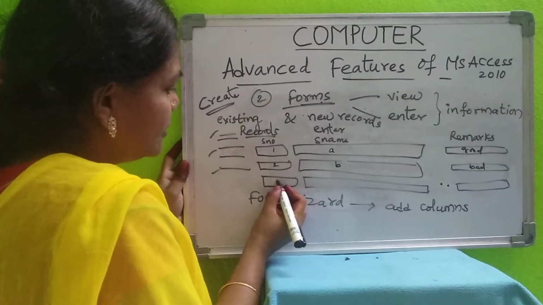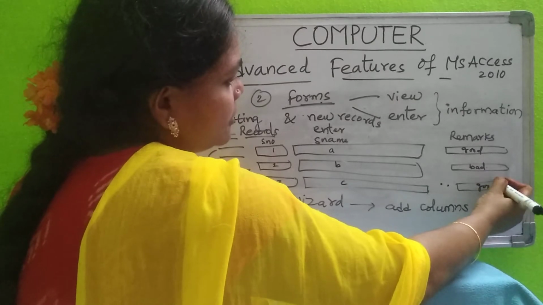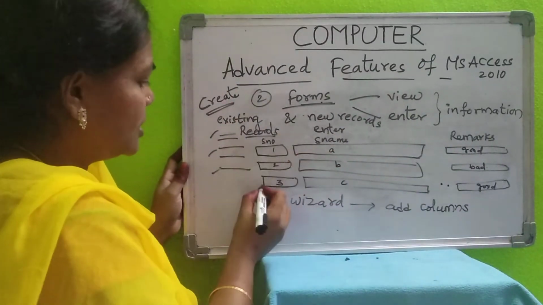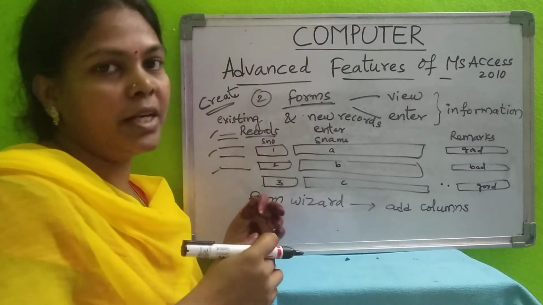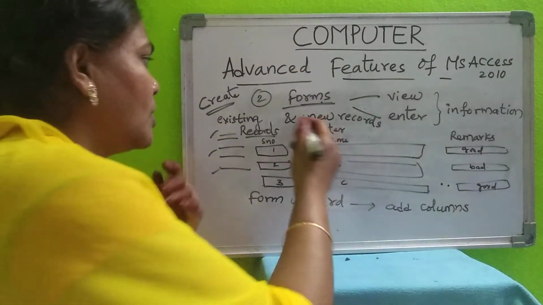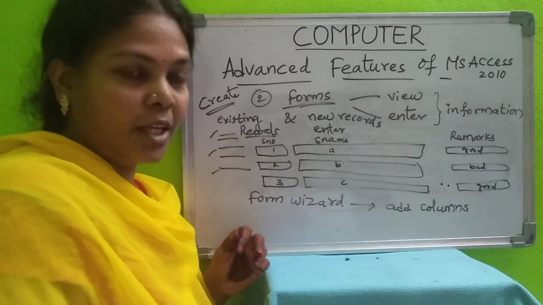And you can enter a new record also. Like this, a new record you can enter here. And this will be modified in your table also. This will be saved in your table. So whatever you enter in the forms, that information will be saved in the table.